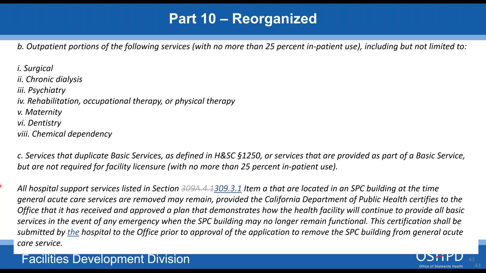All hospital support services listed in section 309.3.1, item A, that are located in an SPC building at the time that general acute care services are removed may remain, provided that CDPH certifies to OSHPD that it has received and approved a plan that demonstrates how the health facility will continue to provide all basic services in the event of the emergency when the SPC building may no longer remain functional.